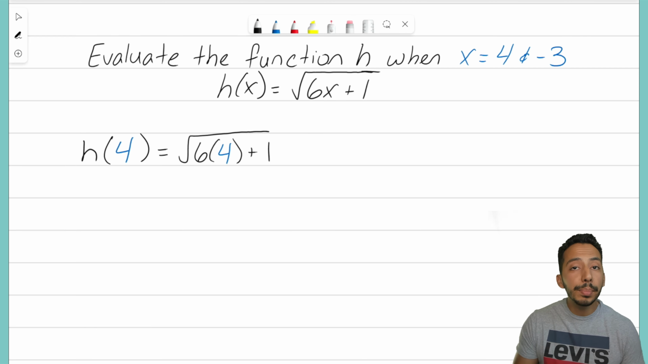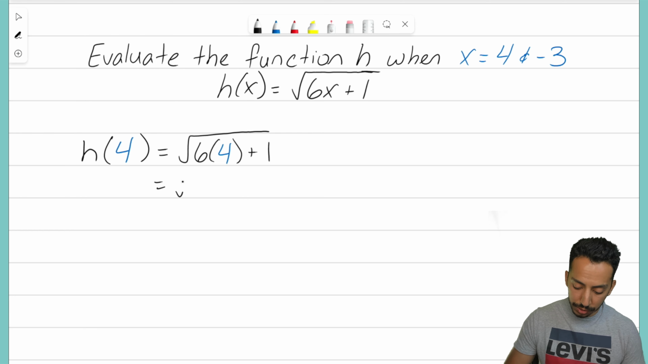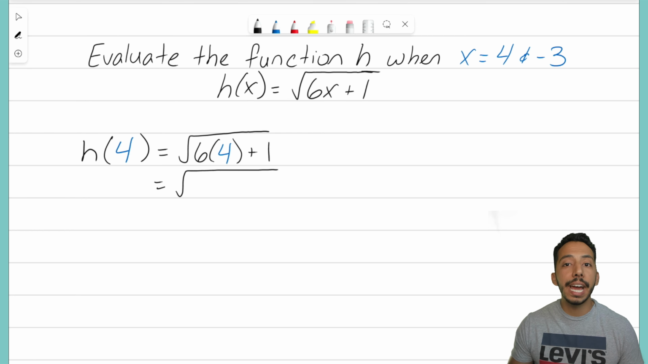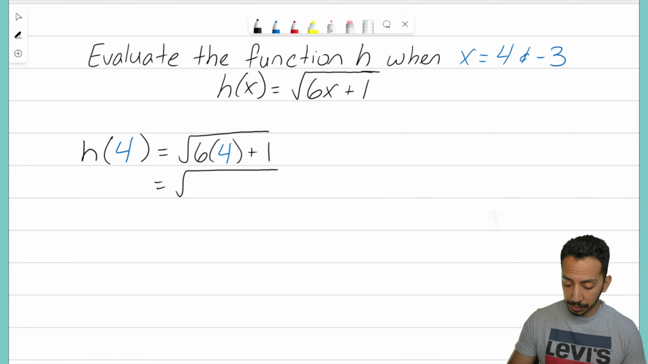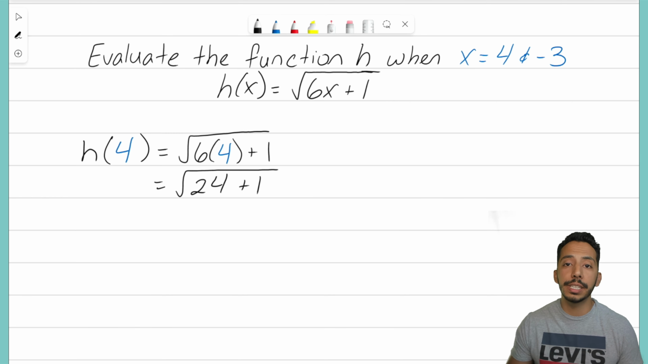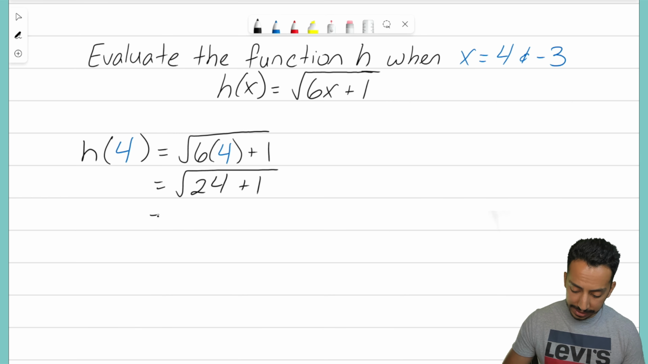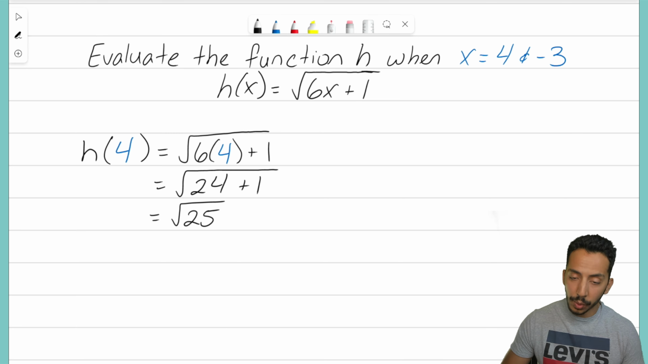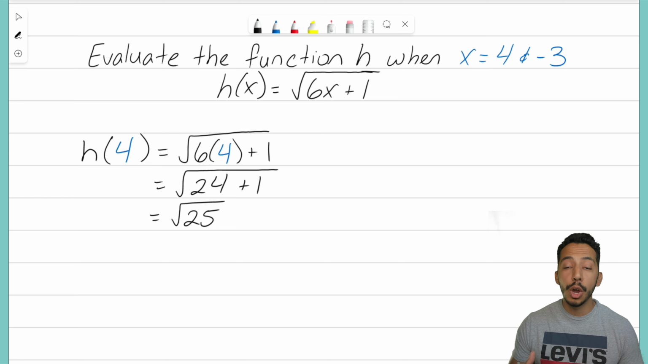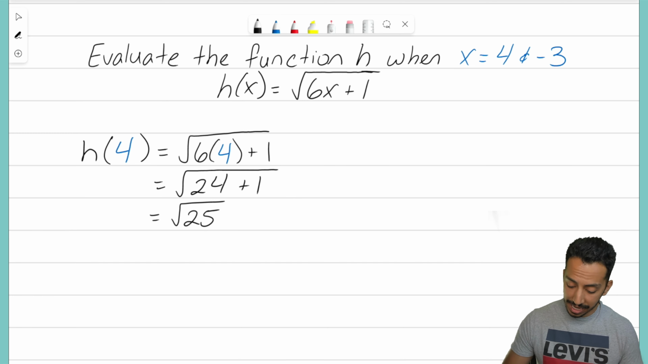And now we just have to simplify the right side of this equation. So I still have our radical sign. And underneath that, I'm going to have 6 times 4. Well, 6 times 4 gives us 24. And I still have to add 1 underneath the root sign there. And let's see, 24 plus 1, I think that's going to give us a value of positive 25. Last but not least, what is the square root of 25? Or what number times itself gives you 25? In this case, it ends up being 5.